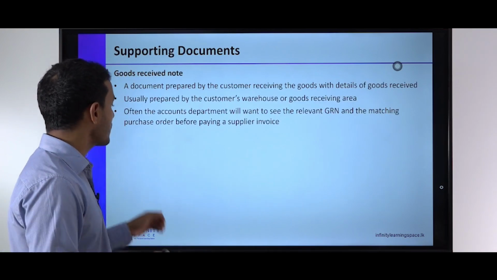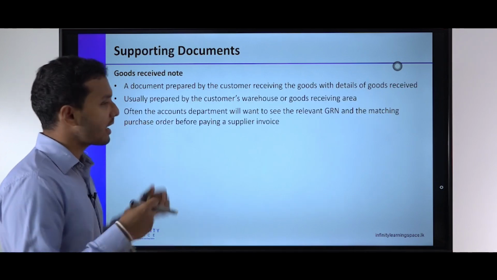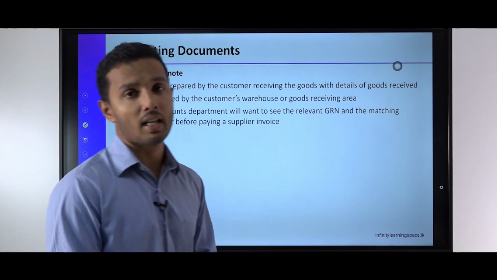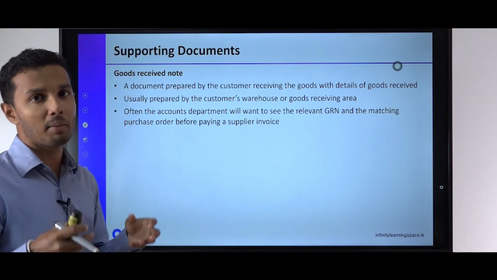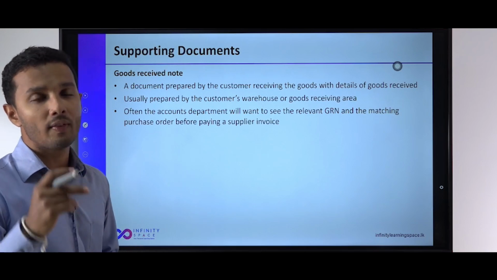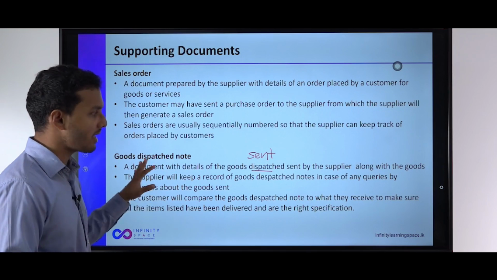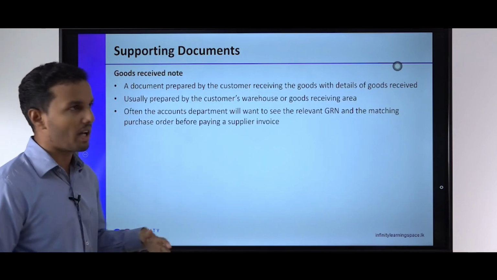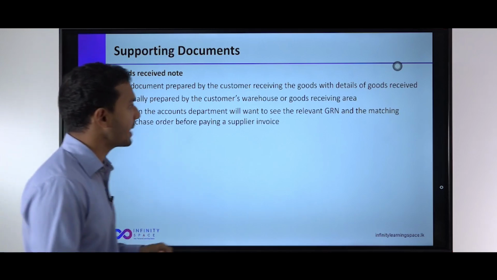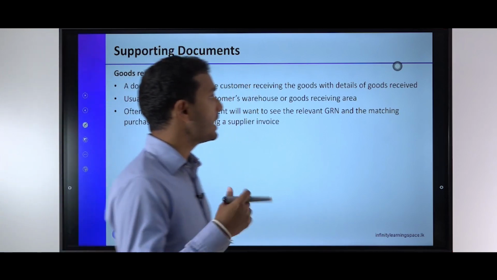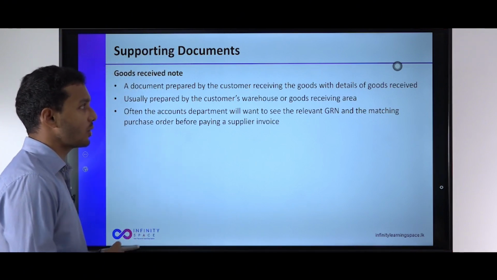Right. Now, a goods dispatch note is a document sent by the supplier with the goods. Then once the goods are received, the customer himself will prepare a note called the goods received note. So it's a document prepared by the customer listing down all the goods received by the customer. Now, the goods dispatch note is prepared by the supplier, but the customer wants to prepare his own document called the goods received note. A document prepared by the customer receiving the goods with details of the goods received, usually prepared by the customer's warehouse goods receiving area.